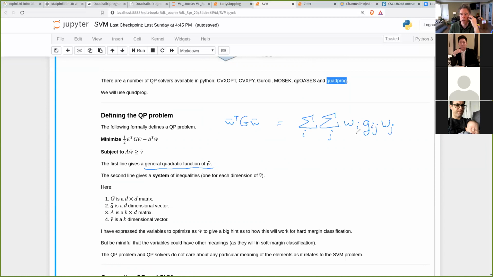It's like a square. So this will include W1 squared, W1 times W3, etc. And then you have this, which is the linear term, like a_i times W_i. So you have this degree 2 part and then this degree 1 part. So that's just a general quadratic function in a multivariable setting.